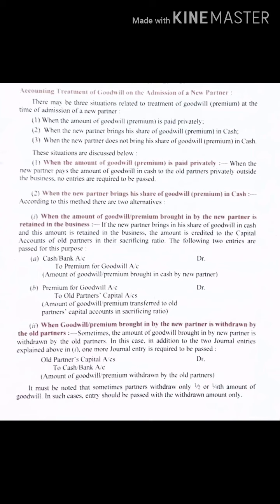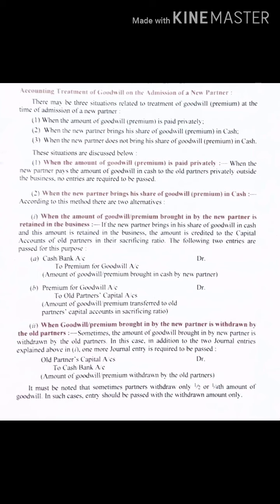There may be 3 situations related to treatment of goodwill premium at the time of admission of a new partner. First is when the amount of goodwill premium is paid privately. Privately means separately. Now no connection with the business. When no connection with the firm or business, that means no entry. Second, when the new partner brings his share of goodwill or premium in cash. Now what is the condition? The new partner is bringing his share of goodwill in cash. Okay, so we will do the entry.